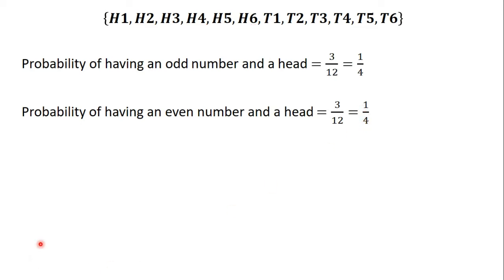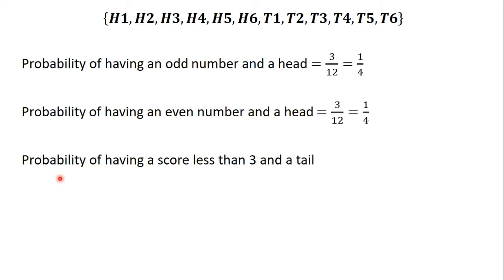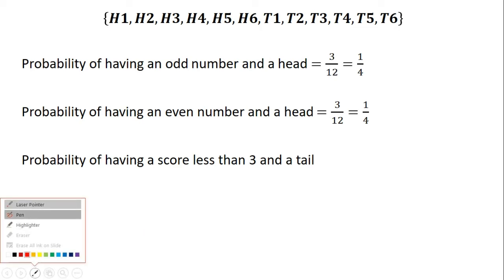The third and final one says that we should find the probability of having a score less than 3 and a tail. So we are looking for a number less than 3. The score here means the number. We are looking for a number less than 3 and a tail. So a number less than 3 and a tail.